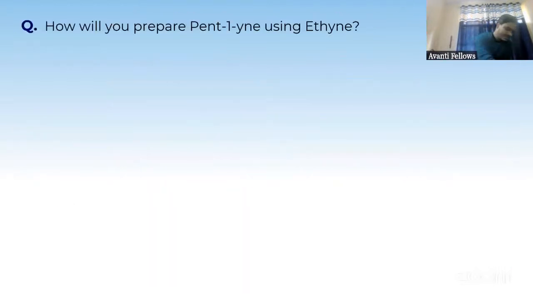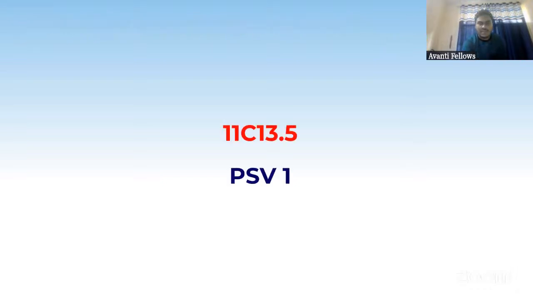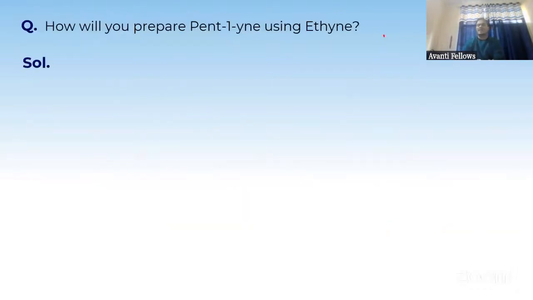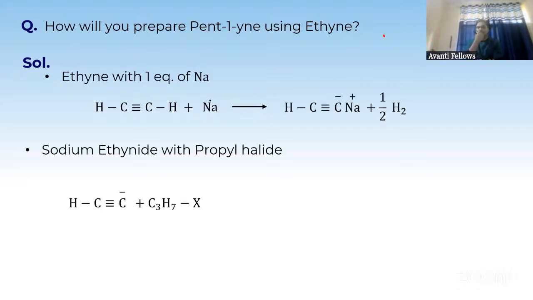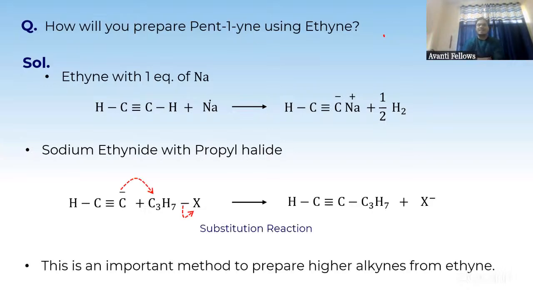चलो भाई, नेक्स्ट देखते हैं। नेक्स्ट व्हाट वी हैव, क्लियर? Okay. So how will you prepare pent-1-yne using ethyne? So ethyne से pentyne पे जाना हो. So we take ethyne with one equivalent of Na, and when we treat sodium ethynide with propyl halide, right? Then a substitution reaction will take place and you'll get the product.